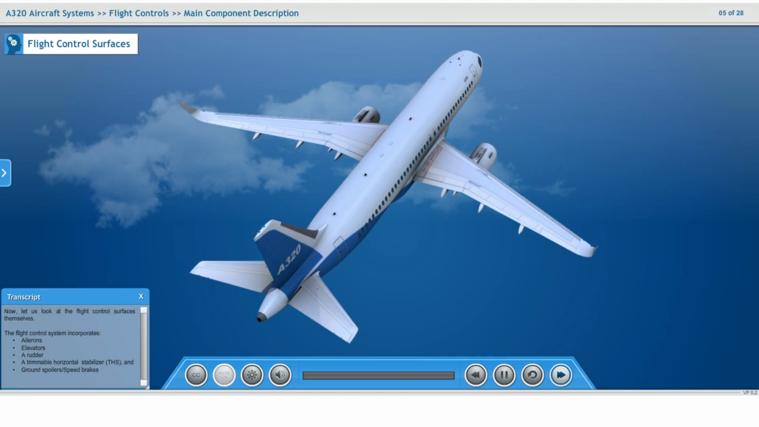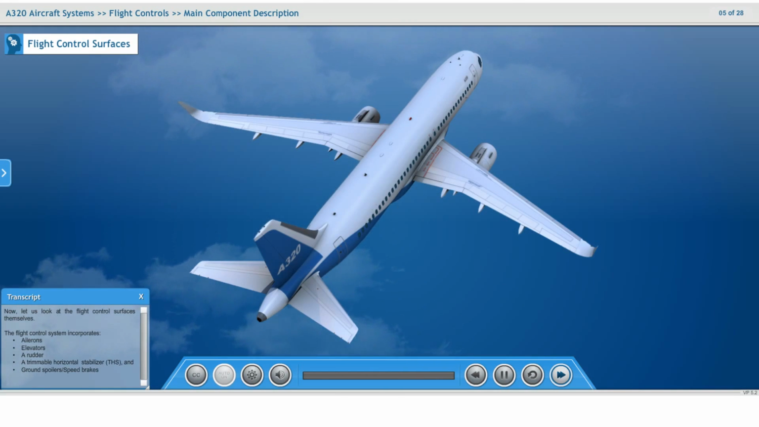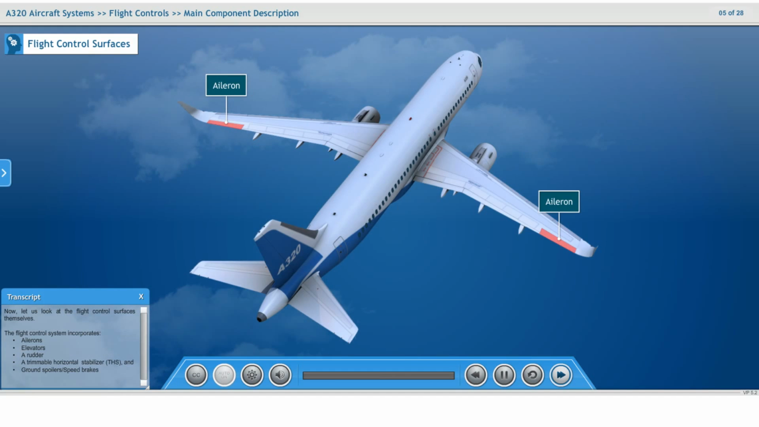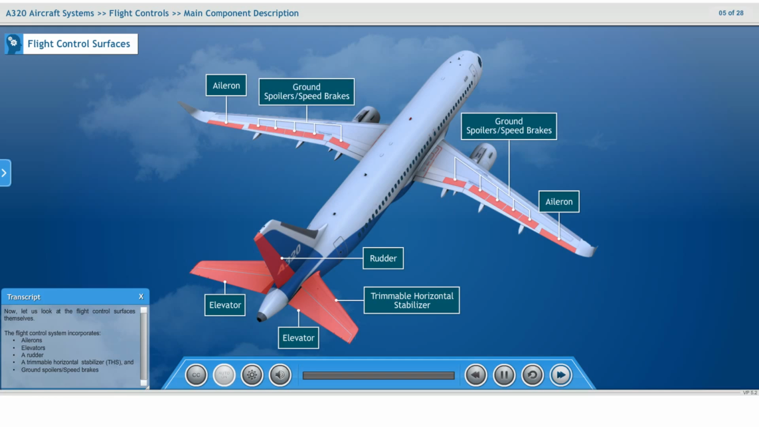Now, let us look at the flight control surfaces themselves. The flight control system incorporates ailerons, elevators, a rudder, a trimmable horizontal stabilizer, THS, and ground spoilers, speed brakes.